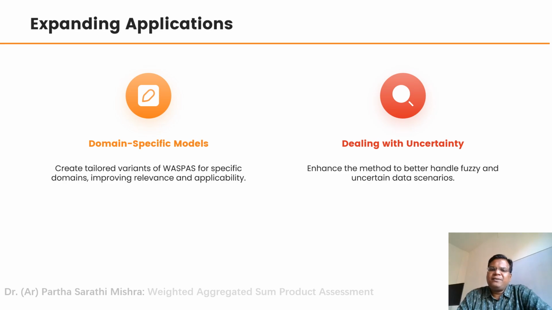Now, dealing with uncertainty. This is one of the major drawbacks that most people are not dealing with. But right now we have different methods, and with the help of WASPAS also we can deal with this kind of uncertainty in our results and applications, enhancing the methods to better handle fuzzy and uncertain data scenarios. Fuzzy is something like we are predicting something, but we don't know the exact values. Video 4 is all about the fuzzy analytical hierarchy process. If you have any doubts, you can visit the fourth video of this MCDM series.